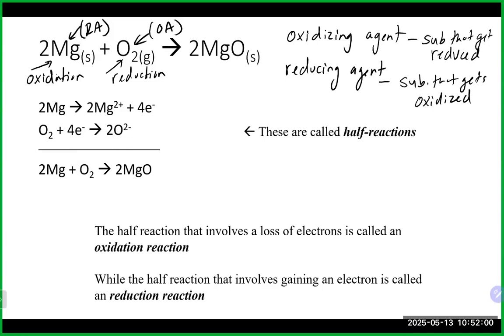Just like what is being oxidized and reduced is found on the reactant side, that is where you find your oxidizing agents and your reducing agents as well. Any questions on that there?